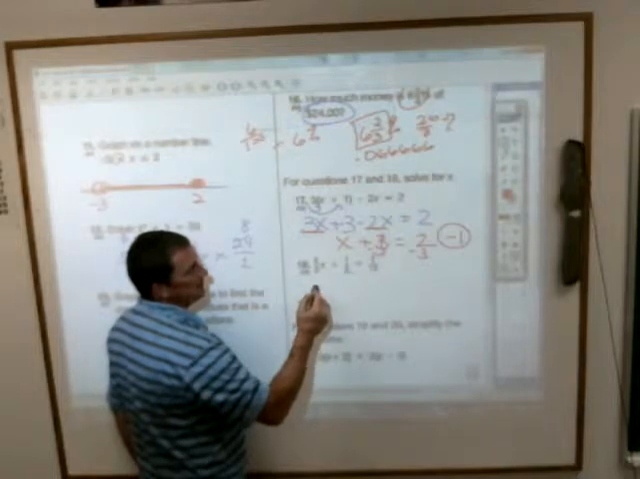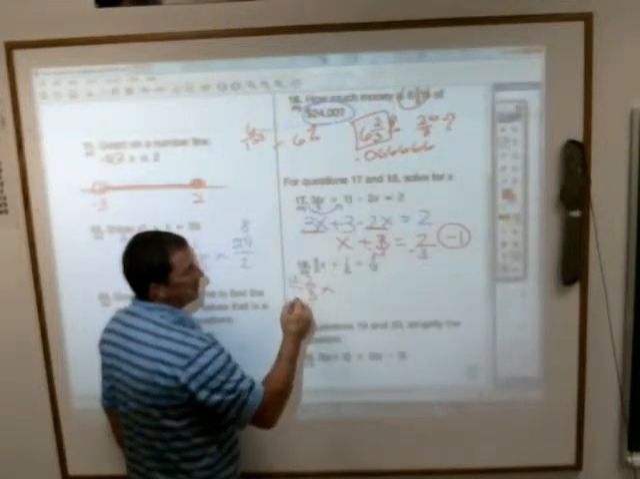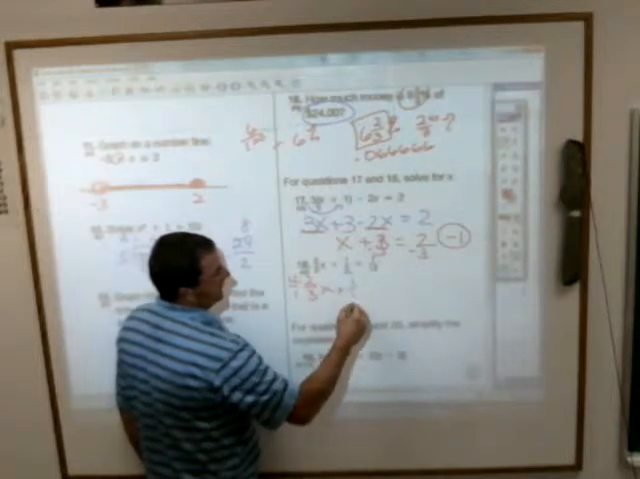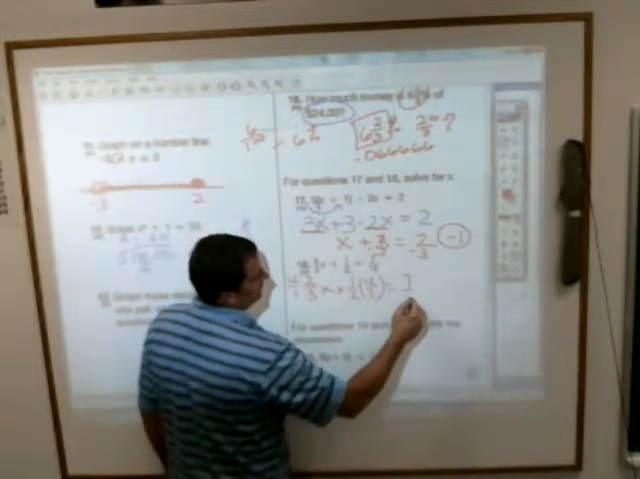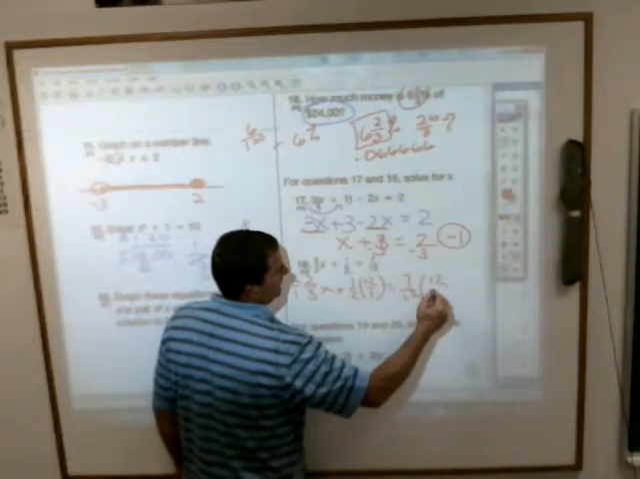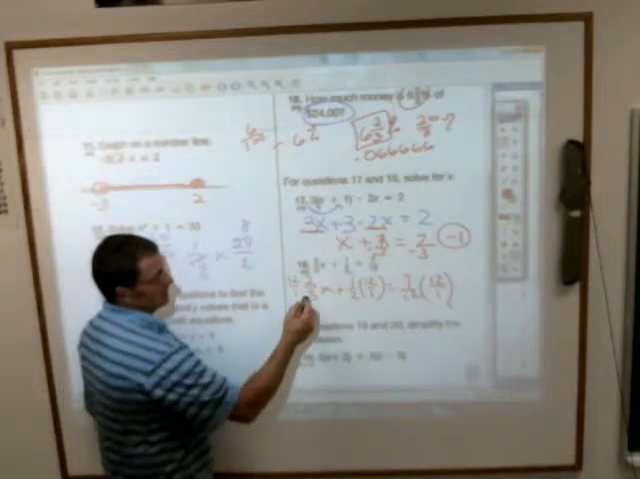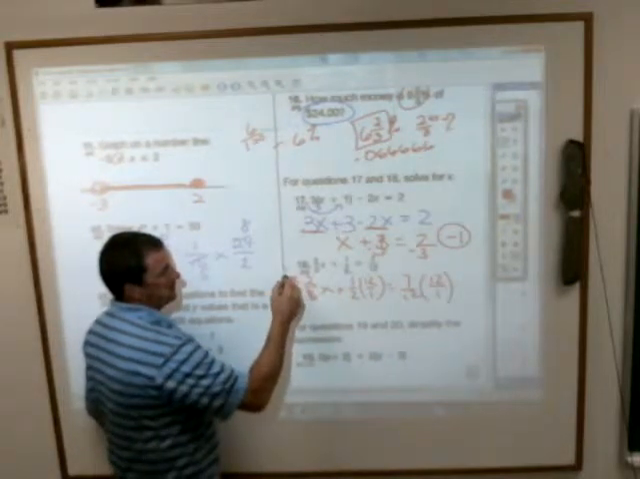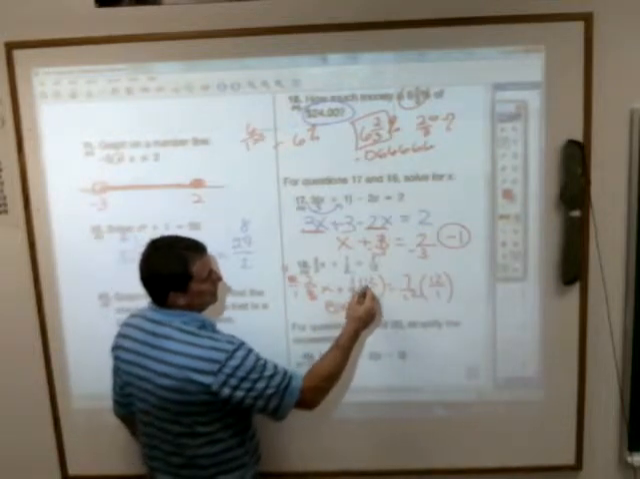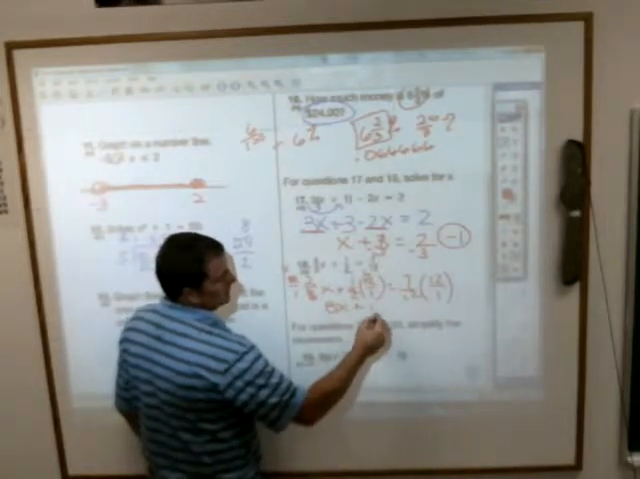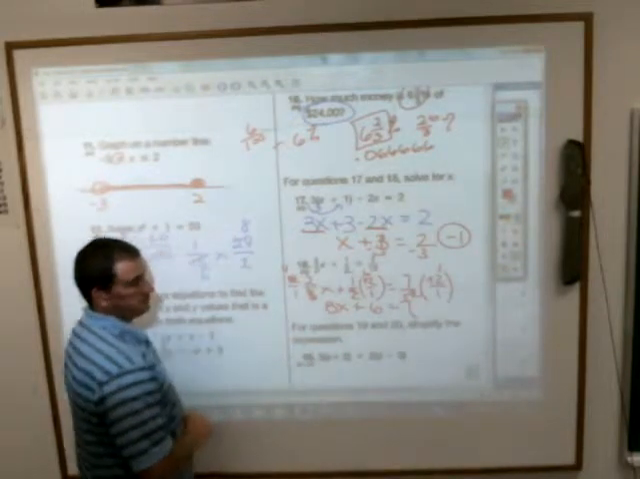If I multiply all these by 12, if I take 2/3 x, multiply it by 12 over 1, if I take 1/2, multiply it by 12 over 1, and if I take 7/12 and multiply it by 12 over 1, I am going to get all of the fractions that completely cross out. Because 3 goes into 12 4 times. 4 times 2, I get 8x. 2 goes into 12 6 times, so I end up with plus 6. And 12 goes into 12 once, equals 7.